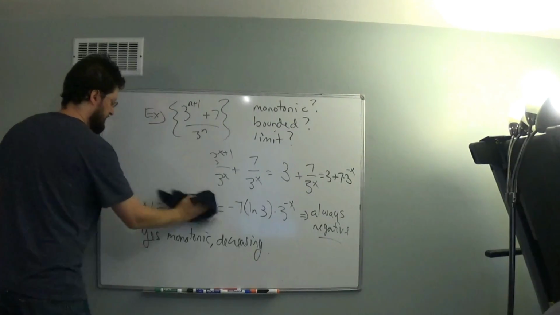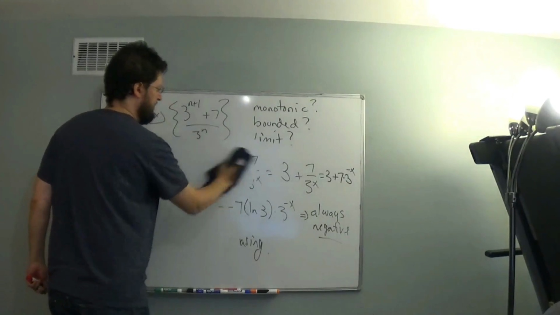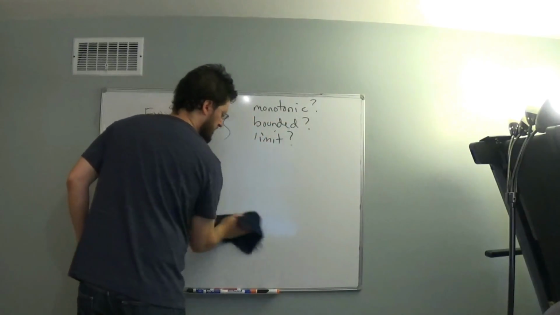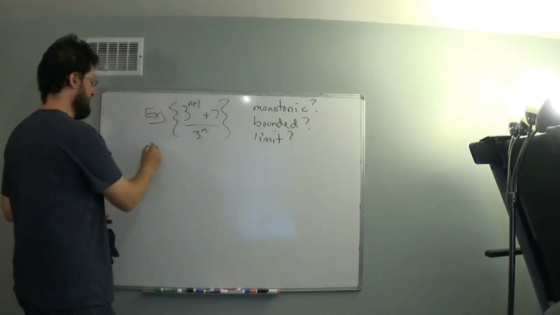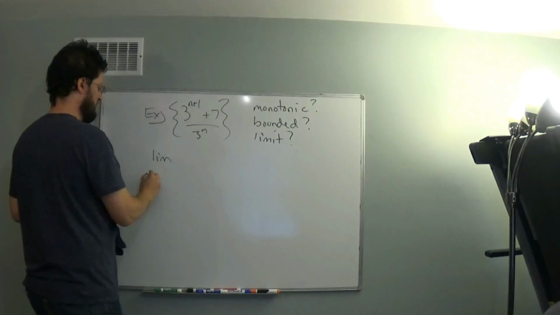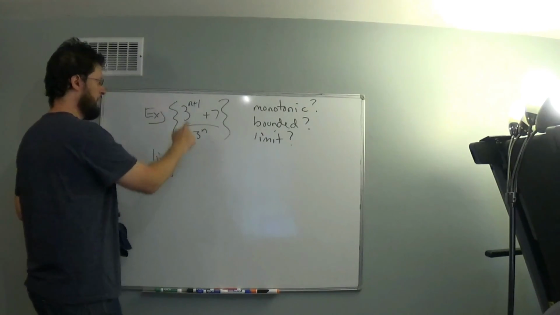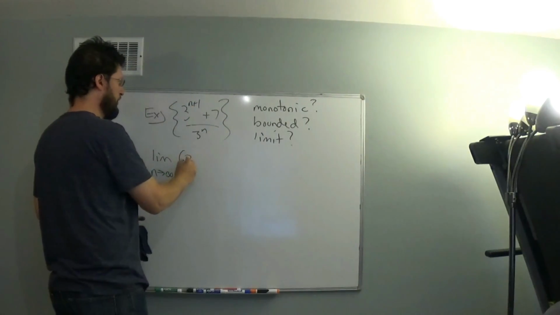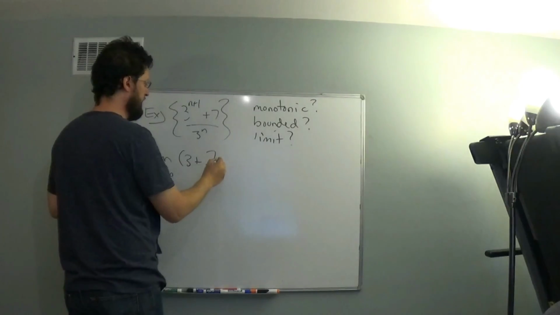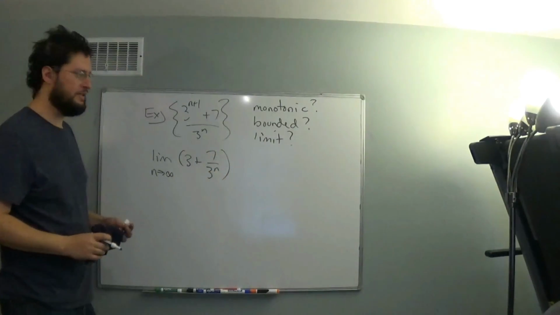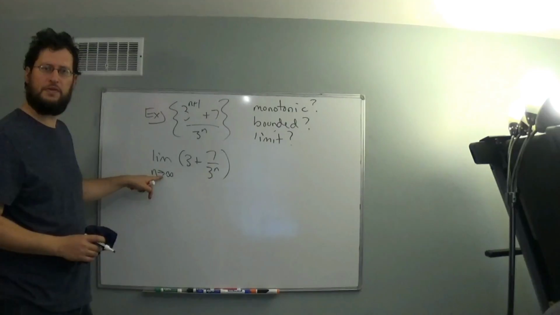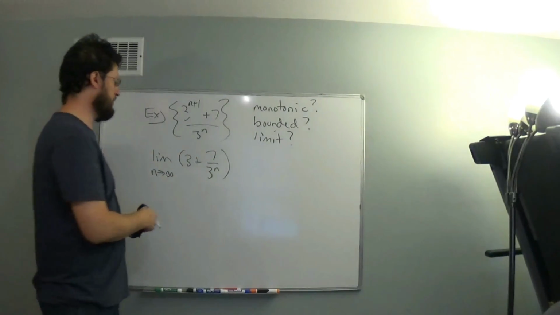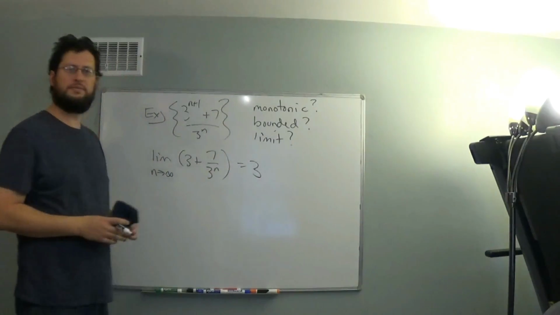Is it bounded? And does it have a limit? Let's look at the limit question first. Remember, when asking about the limit, I'm going to treat this just like the algebra that we did as a function. So this is going to be 3 plus 7 over 3 to the n. What is the limit as n goes to infinity? Well, as n goes to infinity, this denominator goes to infinity. And so 7 over infinity is 0, so that limit is just going to be 3.